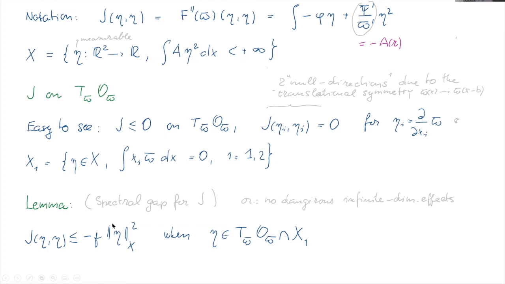And our first result is that on the tangent space, if you have a space which is complementary to this two-dimensional space, for example, this one, where you fix the momenta, then the form is coercive there. Okay, so it is coercive with respect to the norm given by the function A. So that's our first calculation.